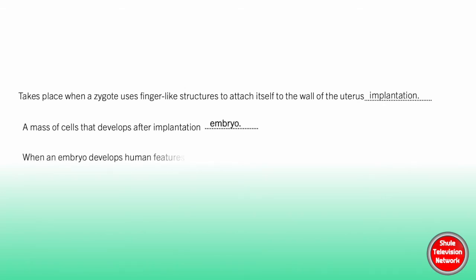When an embryo develops human features such as feet, arms, mouth, and ears, it is known as dash. Fetus.